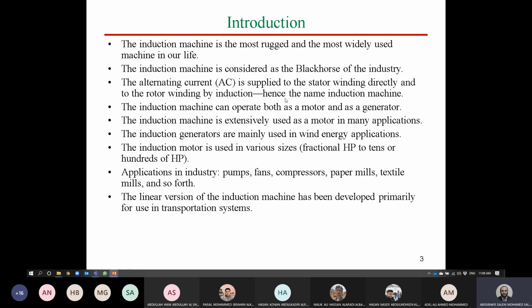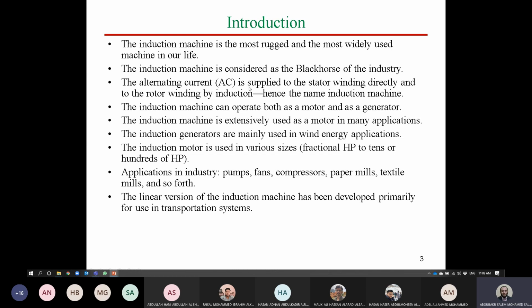However, as we discussed recently, the permanent magnet synchronous motor has higher efficiency and is preferred compared to induction. Also, the switched reluctance motor is preferred compared to induction, but this does not yet exist in our industry. It's just in the investigation stage now. So the induction motor is the most rugged and most widely used in our life. The induction motor is considered the workhorse of the industry.